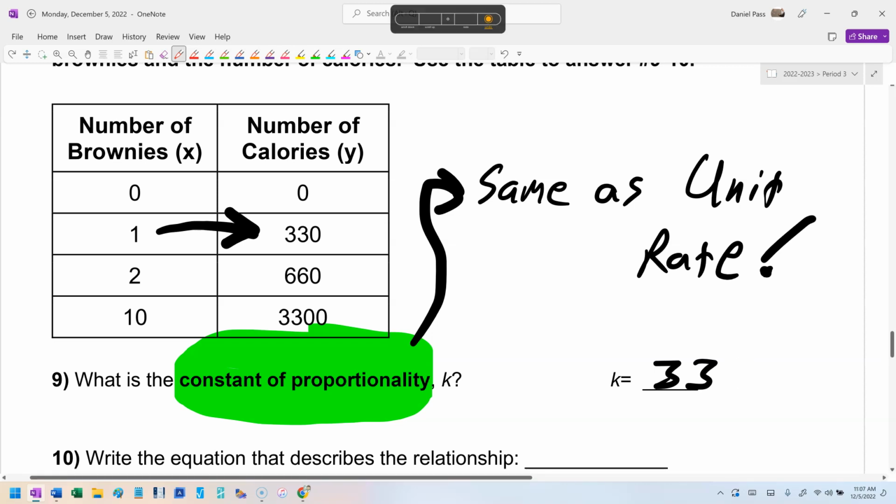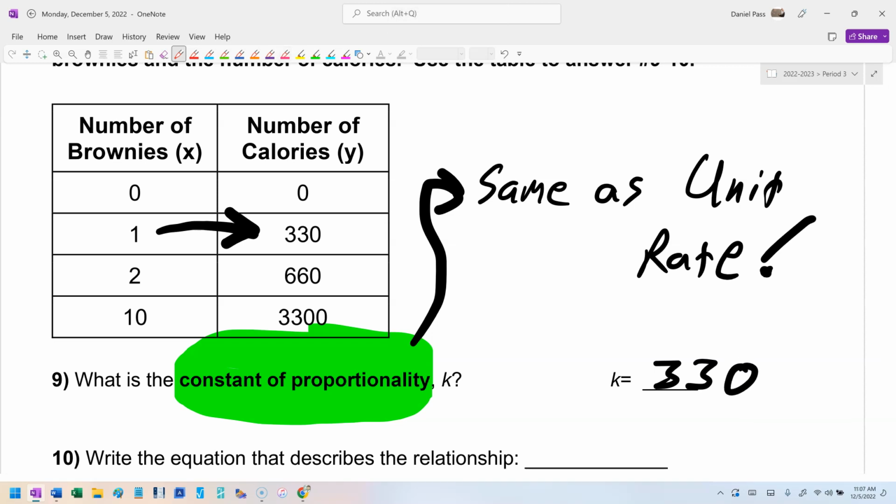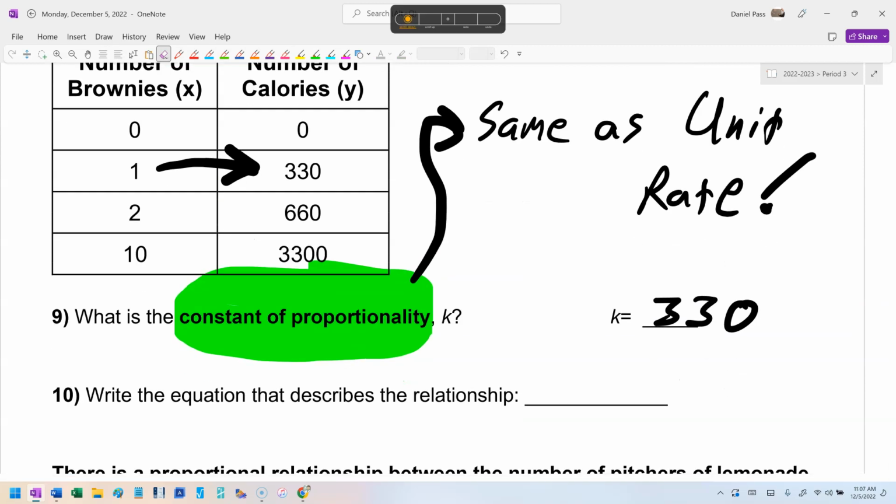All right, now also you could divide, everybody. You could divide 330 by 1, you could divide 660 by 2, you could divide 3300 by 10, and you would also get 330. Okay, what about the next question? What is the equation? y equals 330x. Do we agree, everybody? Yes. Excellent. All right, he's done. That was very good.